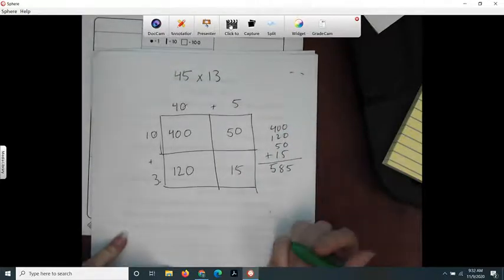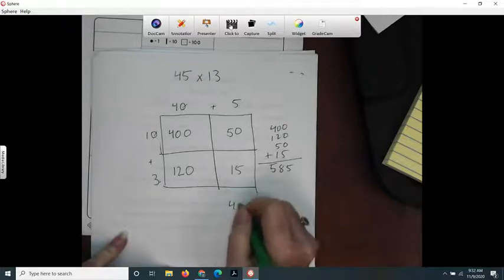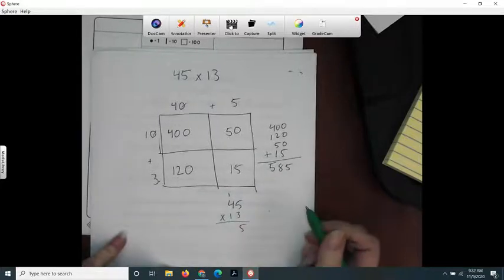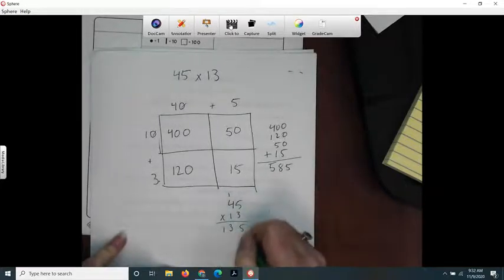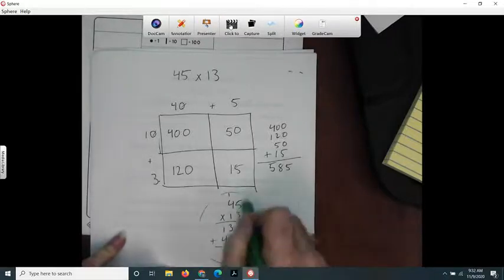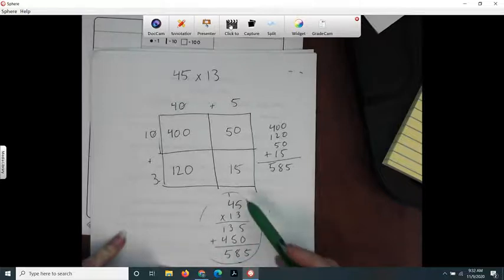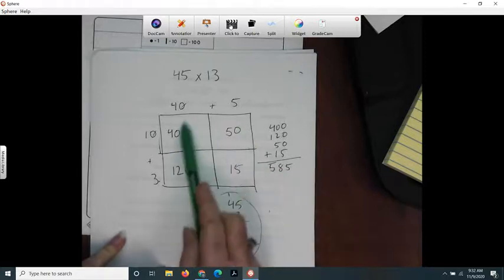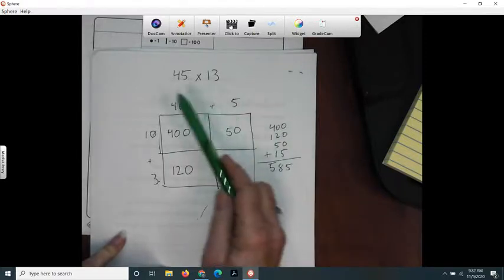And then you can check that if you want to do it the traditional way. So you can see that our traditional way is much faster and shorter, and so we do want the kids to eventually do something like this, but if they're just getting really confused with all the steps, this is a nice way for them to comprehend place value.